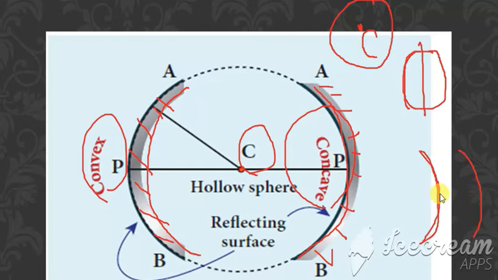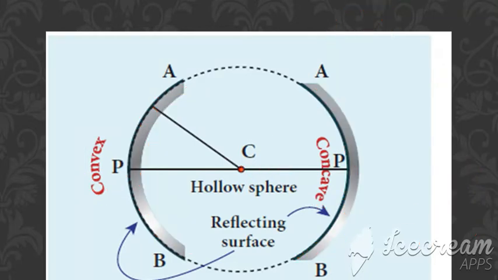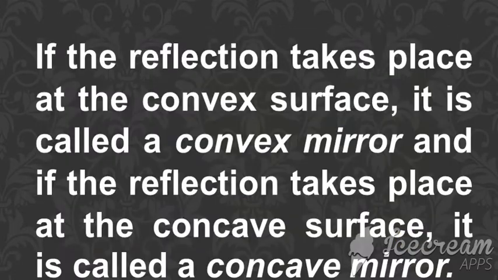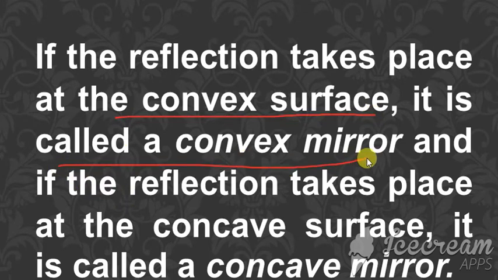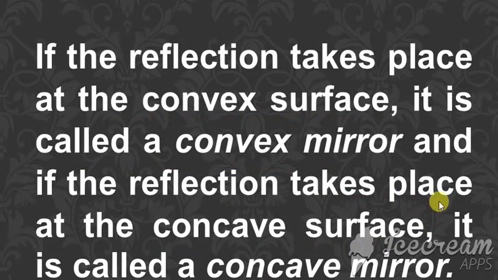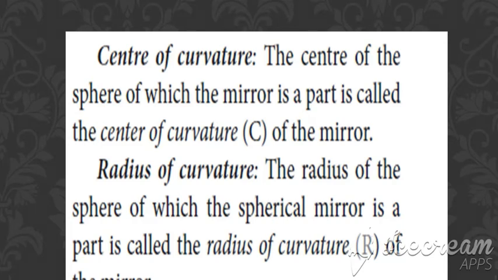The center of which is called a pole. In the full sphere, the center is called the center of curvature. This one part, its center is called the pole. We'll see each and every term now. If the reflection takes place at the convex surface, it is called a convex mirror. If the reflection takes place at the concave surface, then that is called a concave mirror.